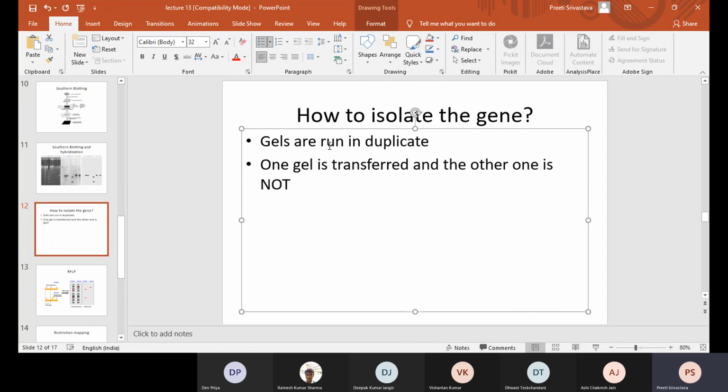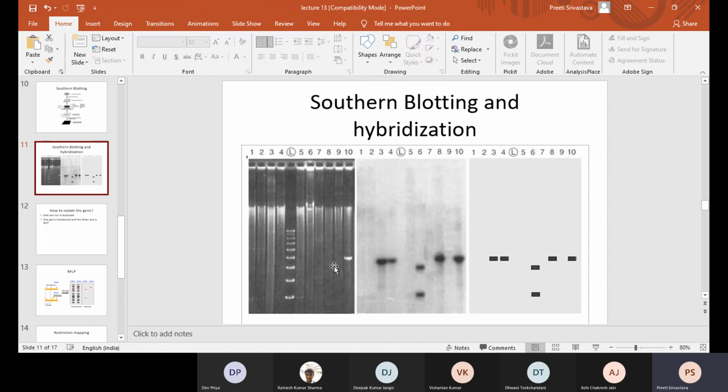So then we were discussing how to isolate the gene. For isolating the gene, we perform Southern blotting, but in this case the gels are run in duplicate. One gel is transferred and the other one is not. Imagine that the gel on the left is the one which is not transferred. The gel in the middle is the one which is transferred, developed, and then you got the image. So on the left is the agarose gel, and in the middle is the membrane, right? Now you can align the two images.